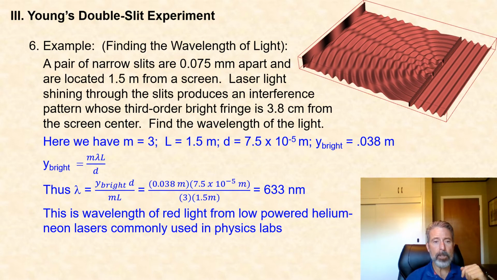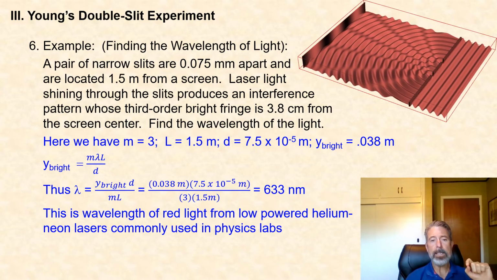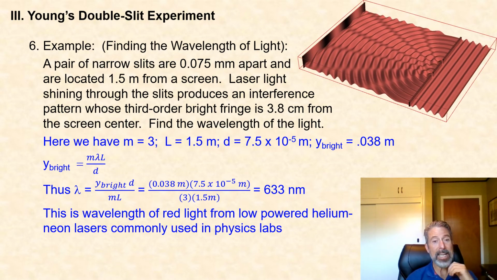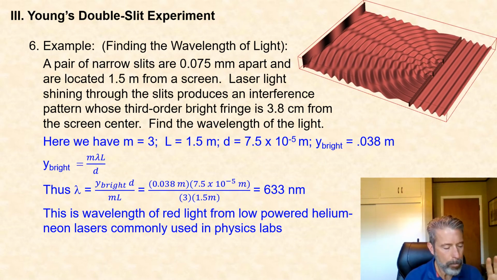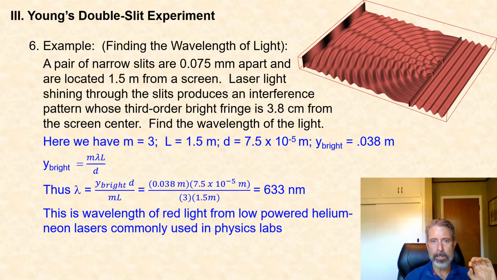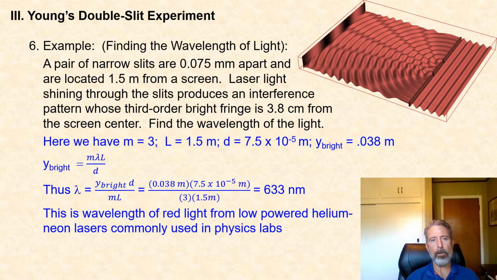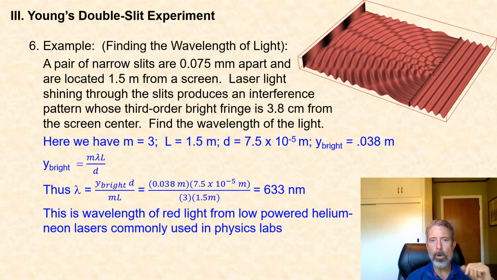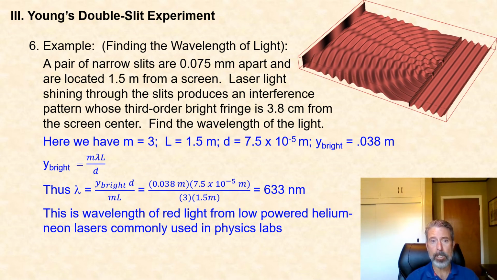Notice when it says third order bright fringe, that is the order number m. That is given to us, so we know that m equals 3. I want to point out again that there is a difference between the order of a fringe and the fringe itself. In this problem, it states third order, in which case you know m equals 3, because m represents the order number.